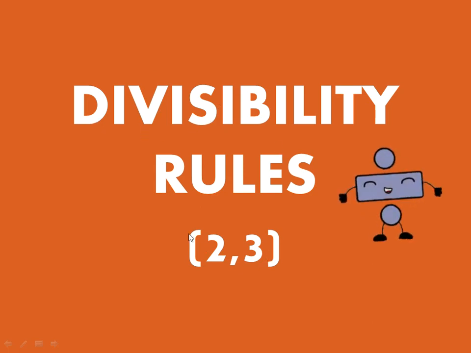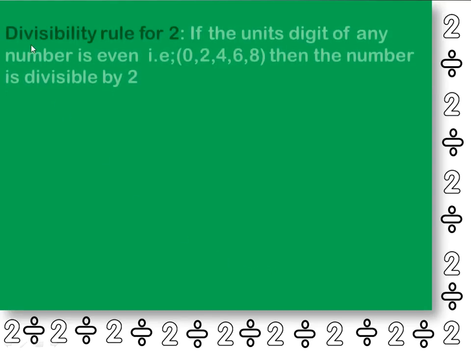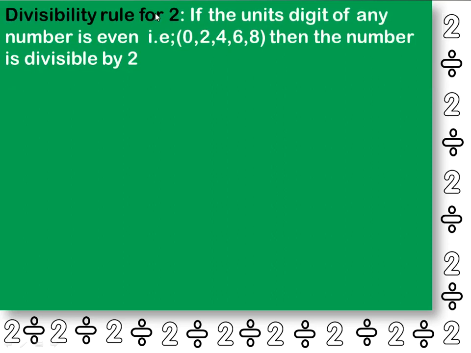In this session I'm going to be discussing the divisibility rules of 2 and 3 with their proofs, and mostly you can find the divisibility rule proof for the number 3. So stay with me and let's find out. Now the divisibility rule for 2 is that if the units digit of any number is even, that is 0, 2, 4, 6, 8, then the number is divisible by 2.